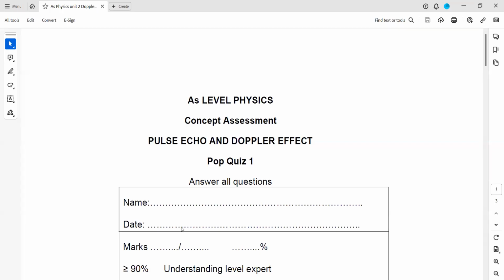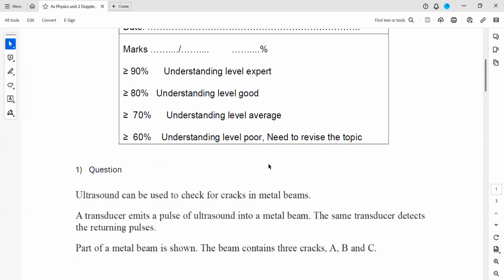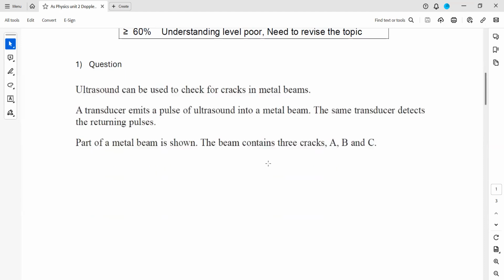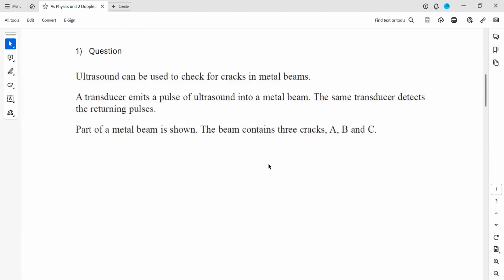So this is a pop quiz which was related to the Doppler effect and the pulse echo. Ultrasound can be used to check the cracks in a metal beam. A transducer emits a pulse of ultrasound into a metal beam. The same transducer detects the returning pulses.